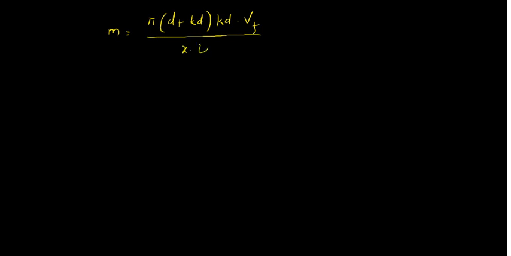x into v suffix s, that equals pi into 1 plus k d square into v suffix f divided by x into v suffix s. Is this clear? If I want to express in terms of k, the mass flow rate, how to substitute it?